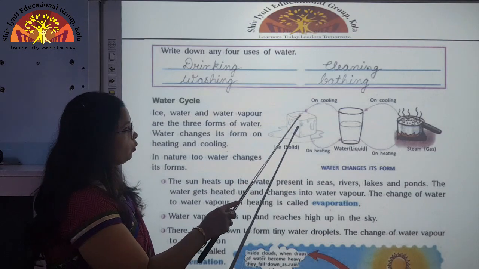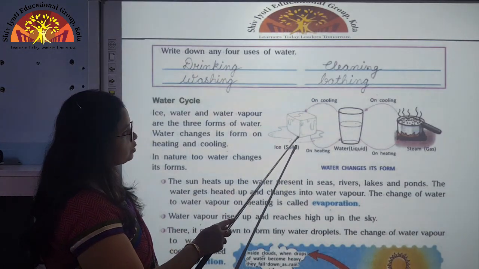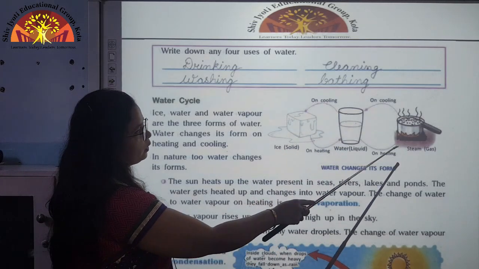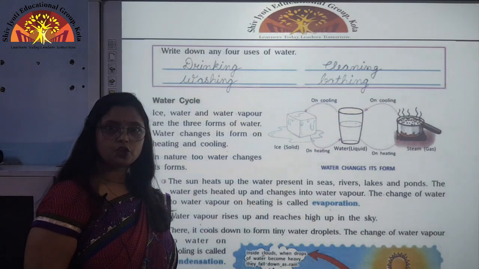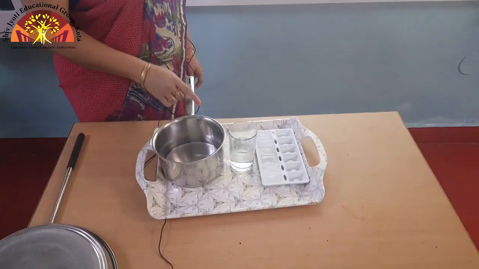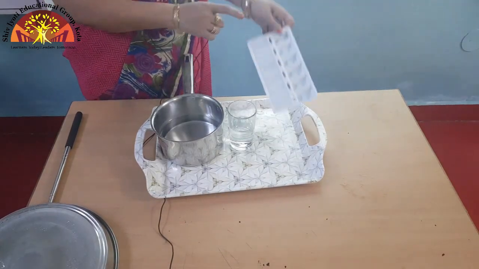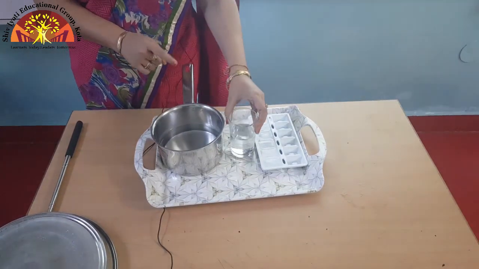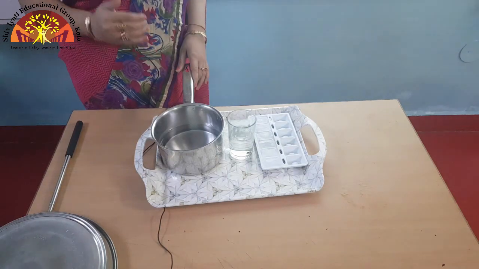It means when we heat the ice, it will start melting and will convert into liquid form. Similarly, when we heat the liquid, it will start changing into gaseous form, that is steam. So let me show you how this happens. So children, these are the three states of water. Water exists as solid in the form of ice, it exists as liquid in the form of drinking water, and it exists as gas in the form of steam, and all these forms are interchangeable.